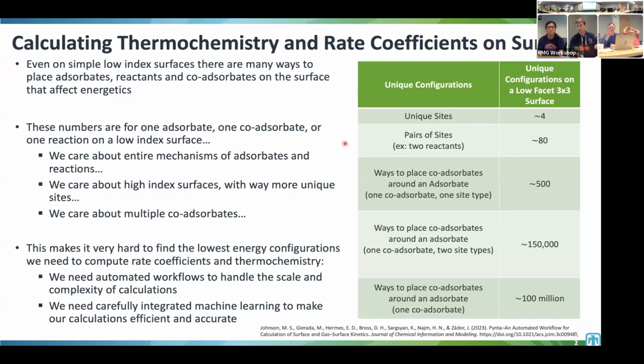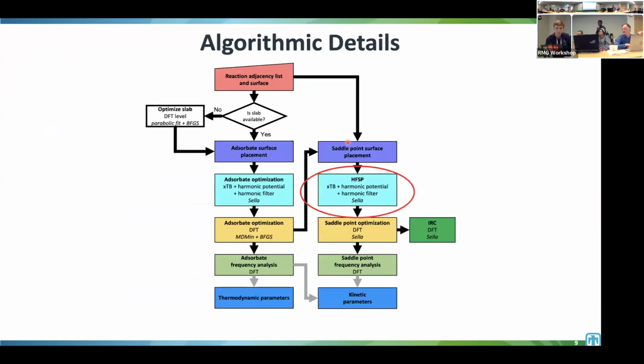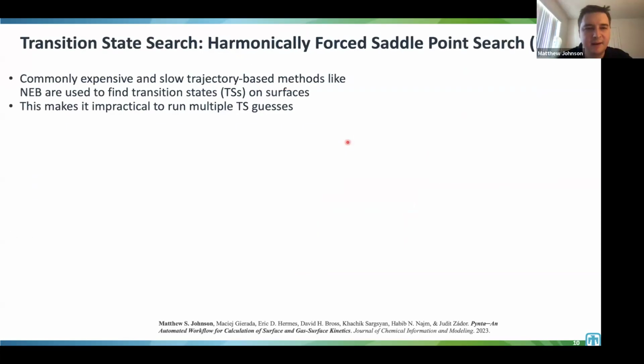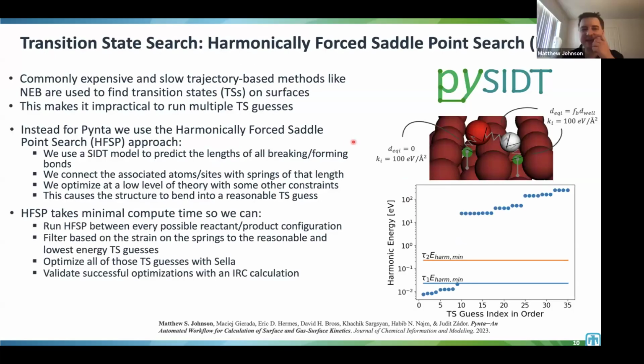Yeah, maybe come up, let me give you a microphone. So can we use DFT for the harmonic force calculation during your Pynta setup, instead of TB Lite? For HFSP? Yeah, for your harmonic force.